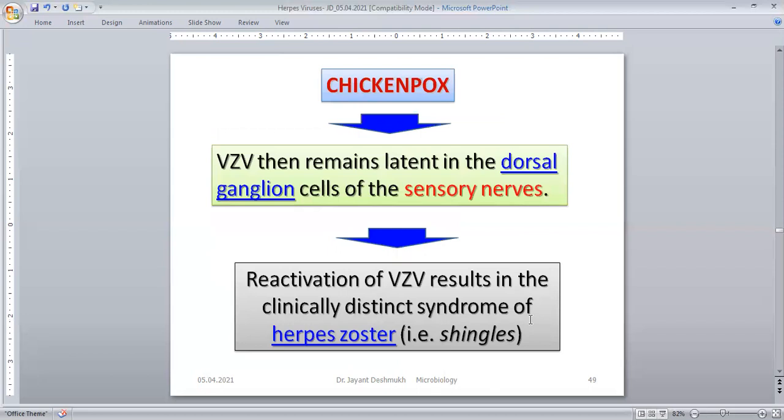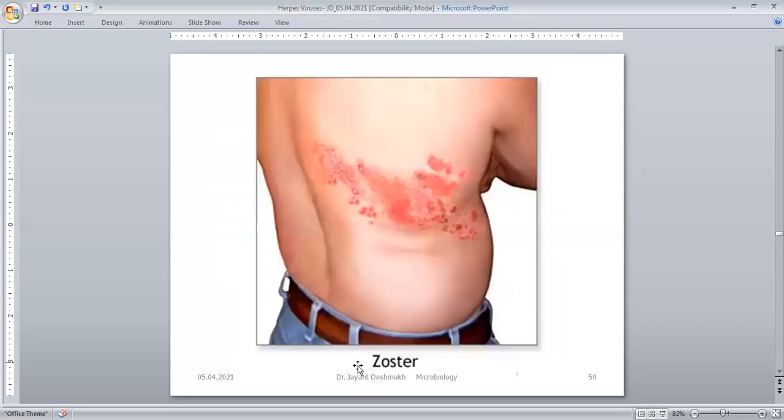Now, chickenpox is the primary infection, and the latent infection remains in the dorsal ganglion cells of the sensory nerves for life. Reactivation of this varicella zoster results in the clinically distinct syndrome of herpes zoster. Clinically distinct means that in herpes zoster, when we observe it, it is in one line. This is one line. Only this sensory ganglion here. The latent infection is present in the sensory ganglion. Only one sensory nerve gets stimulated.